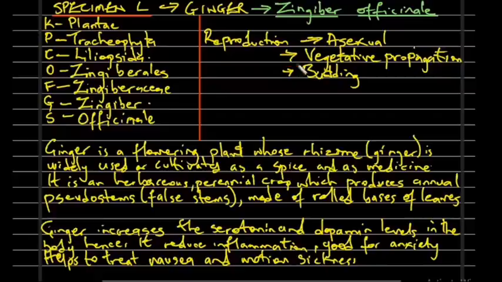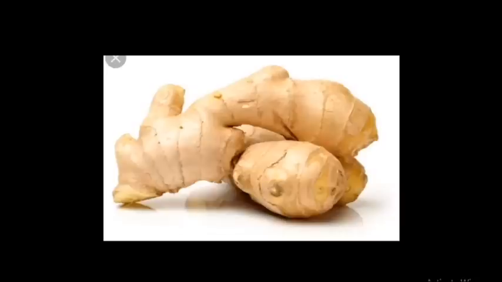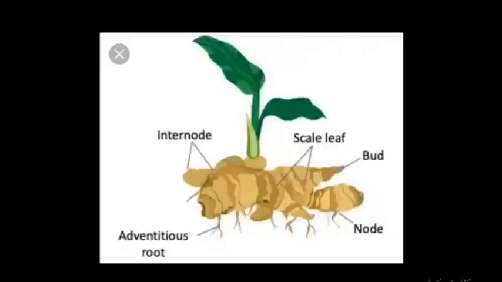When we look at the reproduction of this particular crop, it is reproduced asexually, and the type of asexual reproduction that occurs is what we refer to as vegetative propagation. Actually, it is called budding. It is budding that takes place in this particular crop. So this is what the vegetative propagation of the rhizome looks like. This is an example of the ginger. So let us see what other pictures look like.